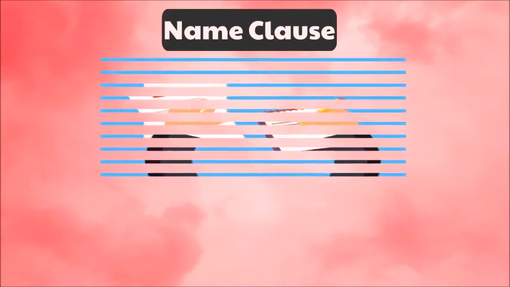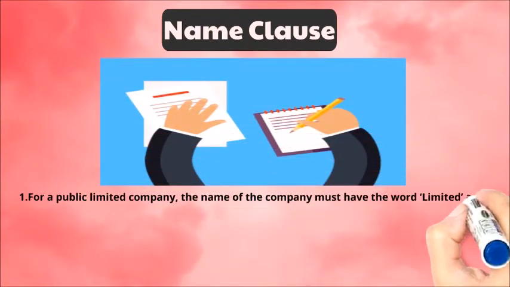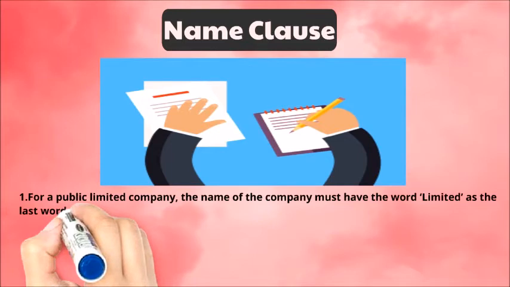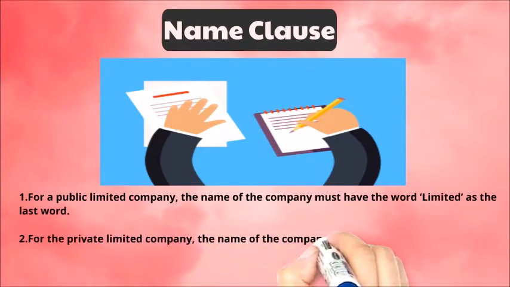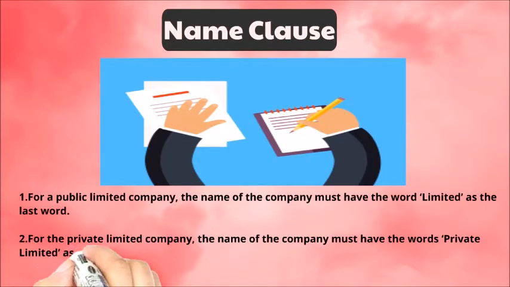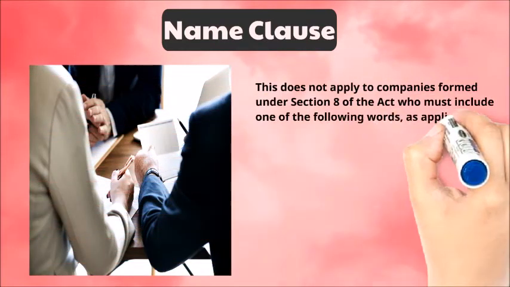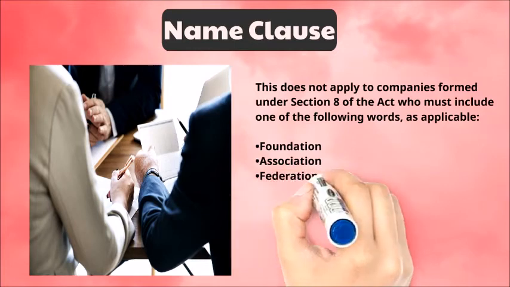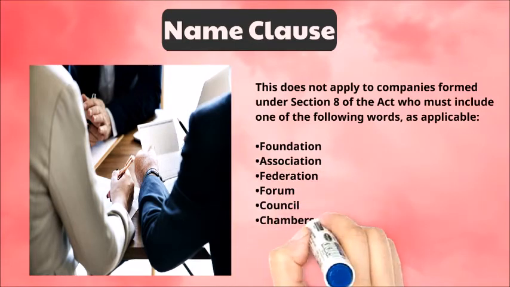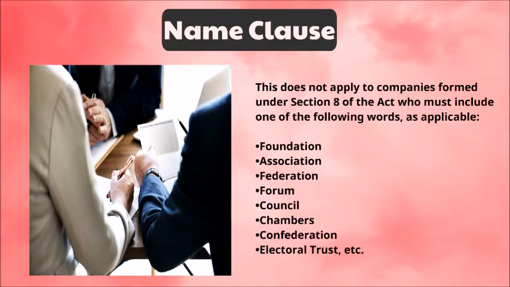Name clause. 1. For a public limited company, the name of the company must have the word limited as the last word. 2. For a private limited company, the name of the company must have the words private limited as the last words. This does not apply to companies formed under Section 8 of the Act, who must include one of the following words, as applicable: foundation, association, federation, forum, council, chambers, confederation, electoral trust, etc.